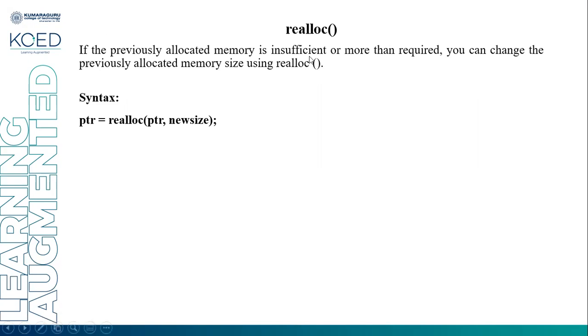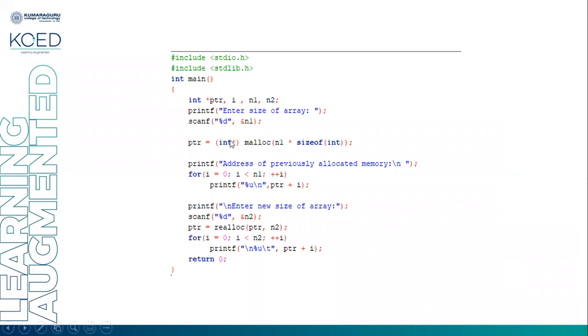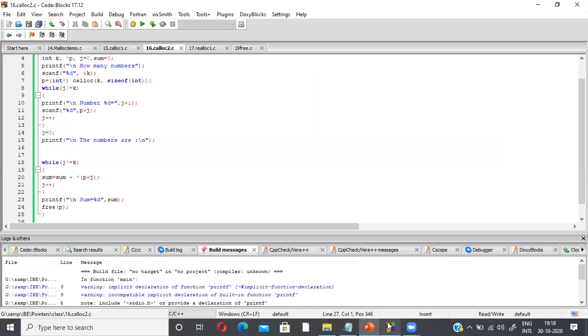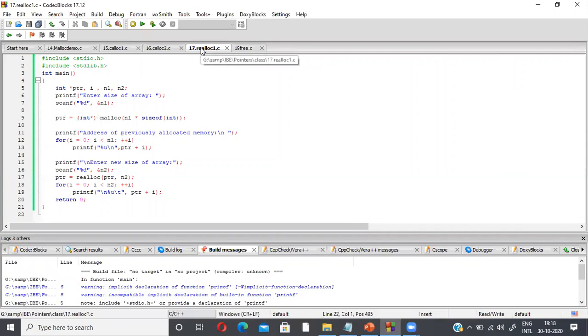If the memory is insufficient or more than required, we will trim it or add more space by using the realloc function. The syntax is pointer variable equal to realloc of the pointer variable comma new size. The pointer always points to the base address. We'll discuss an example of the realloc function.